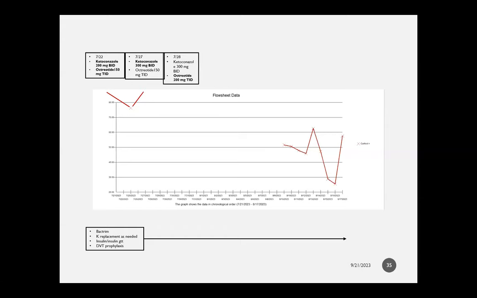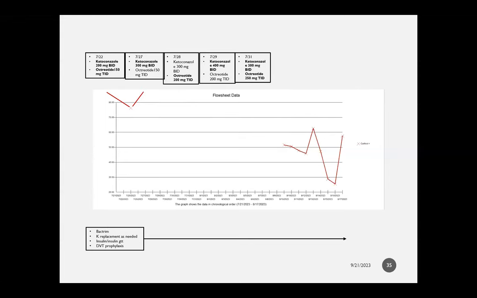The following weeks, we tried to increase the octreotide. We increased ketoconazole to 400 milligrams twice a day. But again, at that dose, he developed transaminitis. So we had to go back to 300 milligrams. He had some other complications during his course that required us to adjust his medications. He developed tachycardia. Then we thought that increasing octreotide might be better instead of just up-titrating ketoconazole.